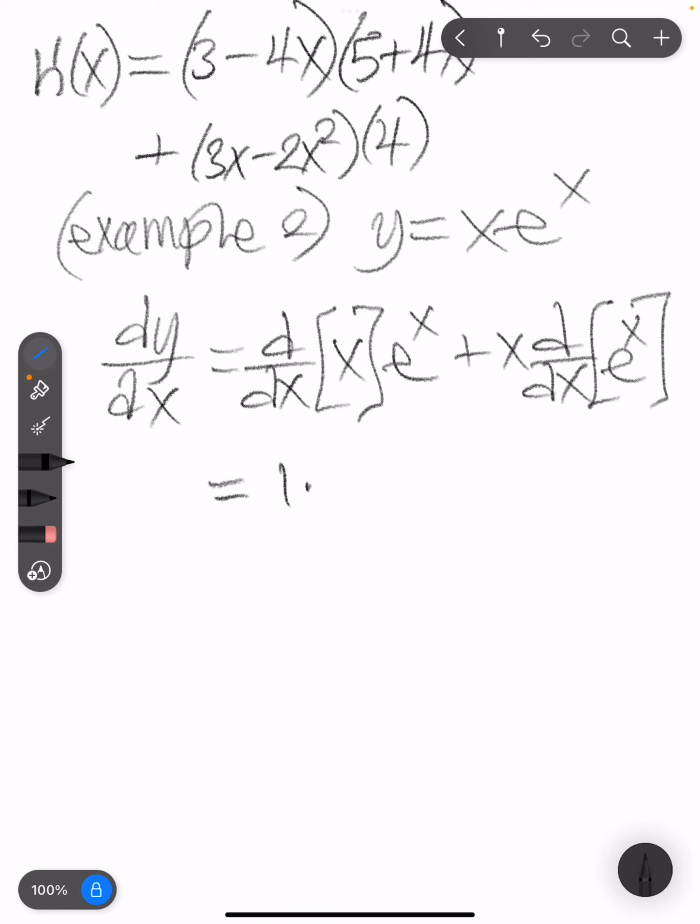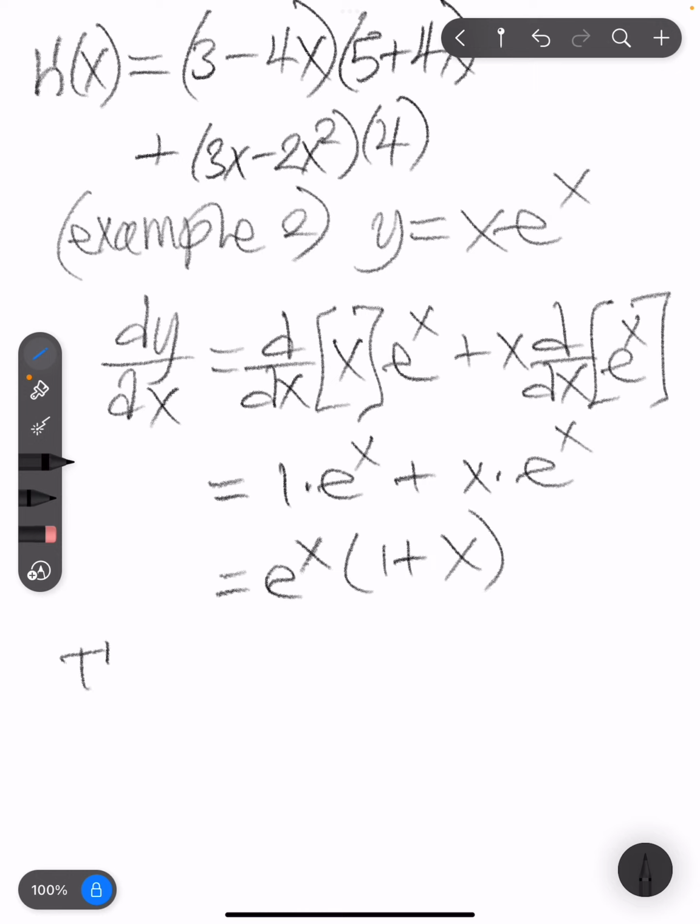When we do this, we see we get 1 times e to the x plus x times e to the x, which we can write as follows. Thus, y prime is e to the x times 1 plus x.